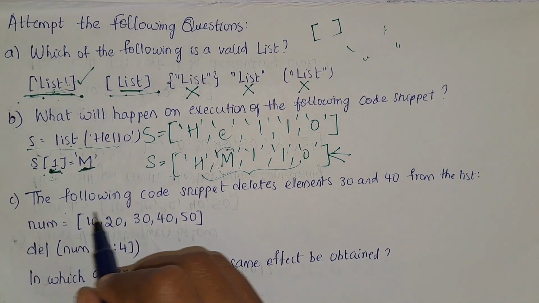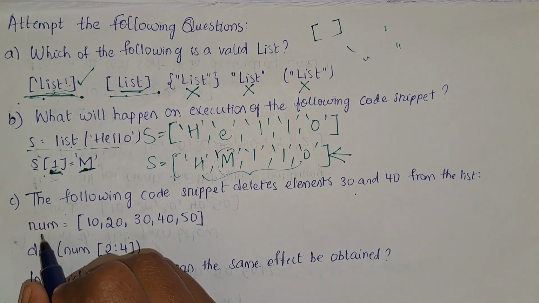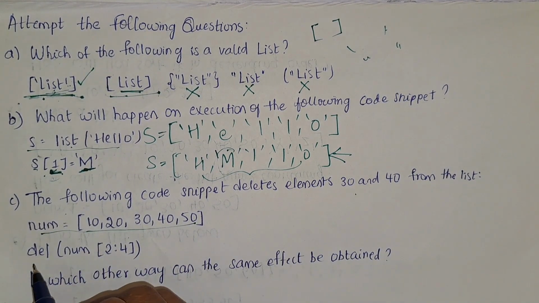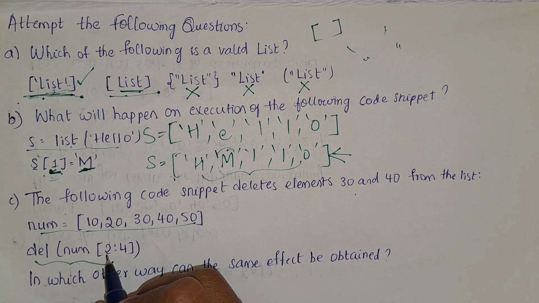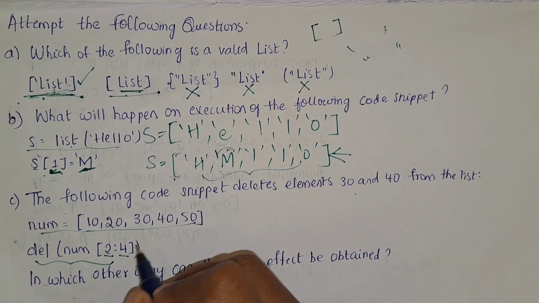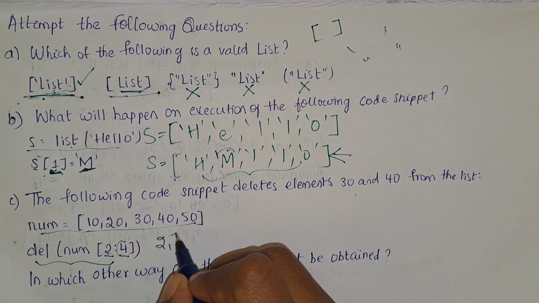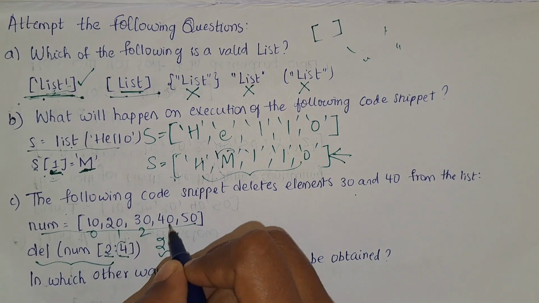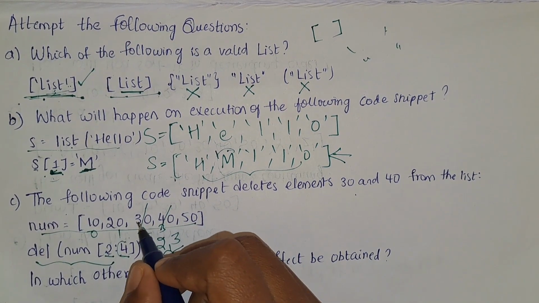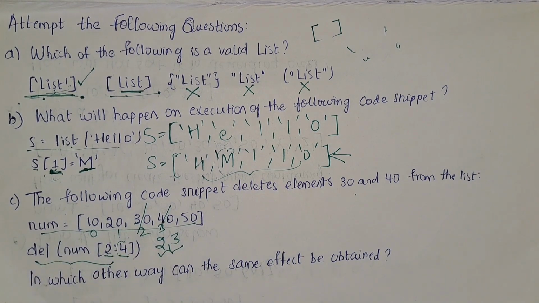The next one: the following code snippet deletes elements 30 and 40 from the list. This is the given list. If you execute this, it will delete the elements from the range 2 to 4, where 4 is exclusive. So at indexes 2 and 3, the elements 30 and 40 are deleted when we execute this code.